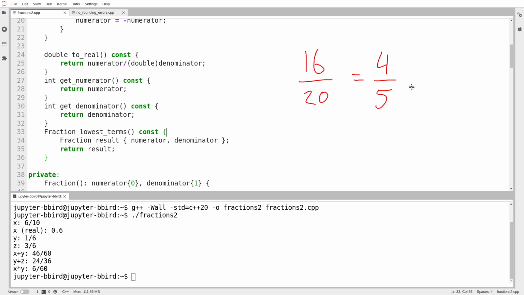And in fact, if you want to reduce a fraction to lowest terms, the easiest way of doing so is to look at the numerator and denominator and compute their greatest common divisor, the largest integer that divides both numbers evenly. And in cases where they can't both be reduced any further, the greatest common divisor would just be 1, because 1 does divide 4 evenly and 1 does divide 5 evenly.